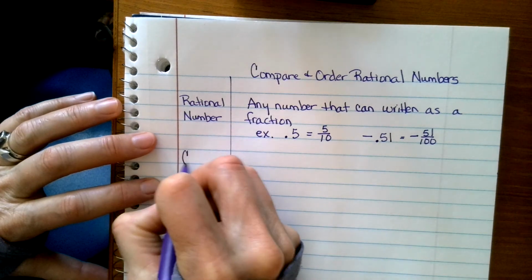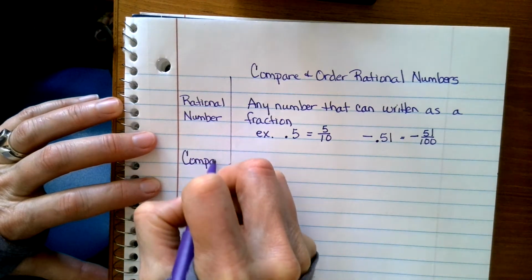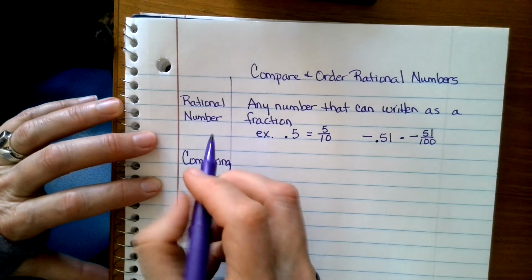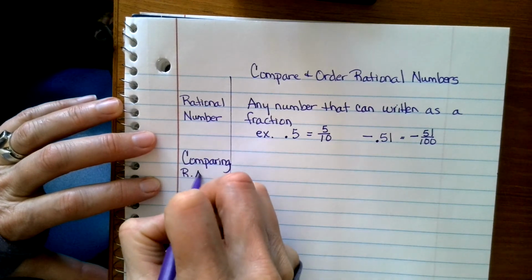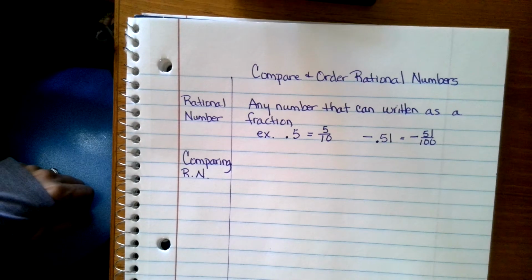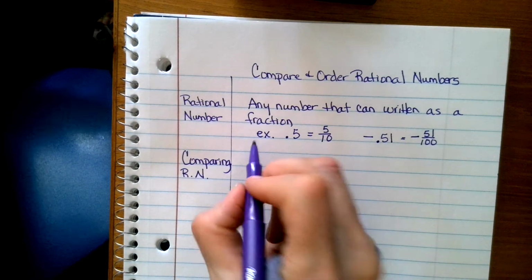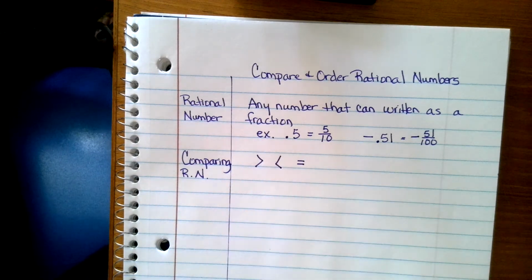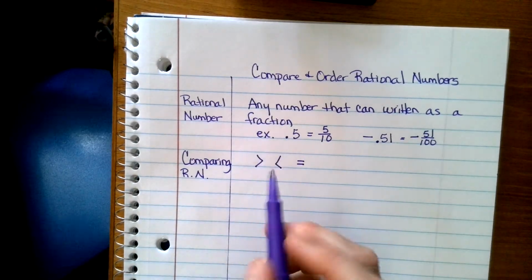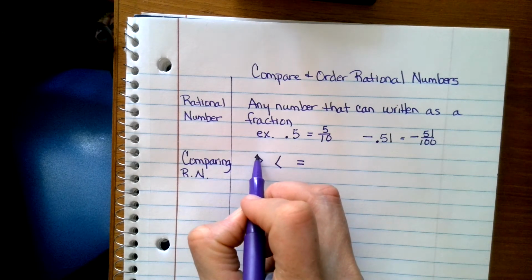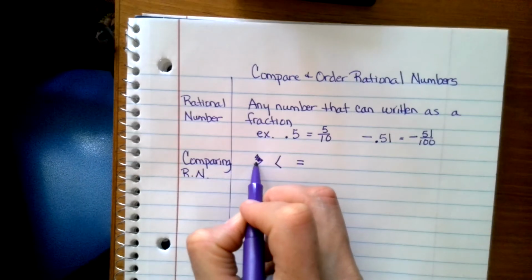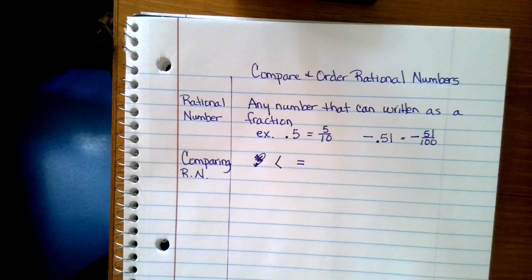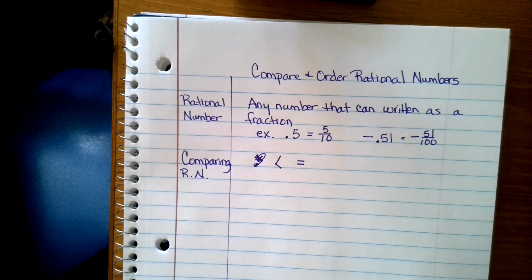So we are going to be comparing rational numbers, and I'm going to call them RN to save time. When we compare, we're going to be using the greater than, less than, or equal to symbol. And remember, you can think of the open mouth as an alligator, and it always eats the largest portion or the largest number. So let's take a look at an example.